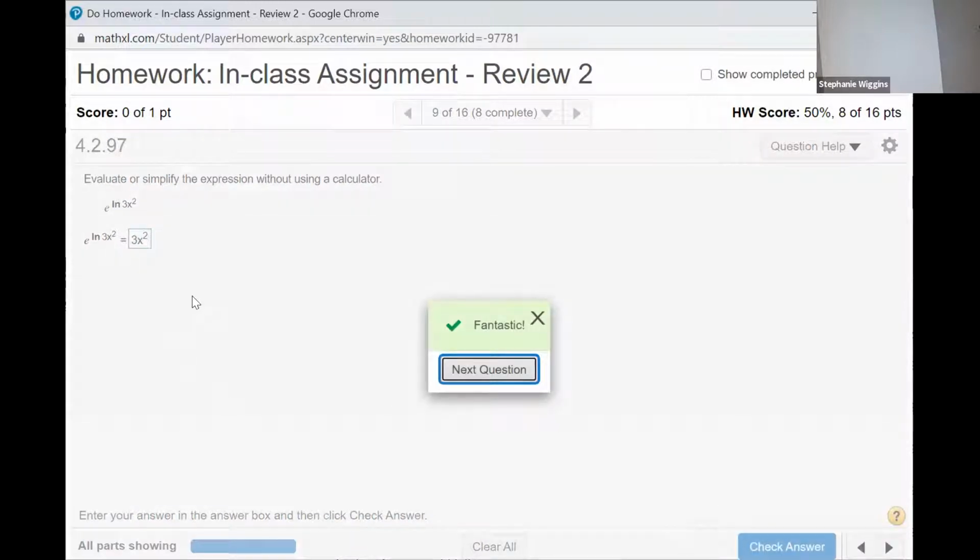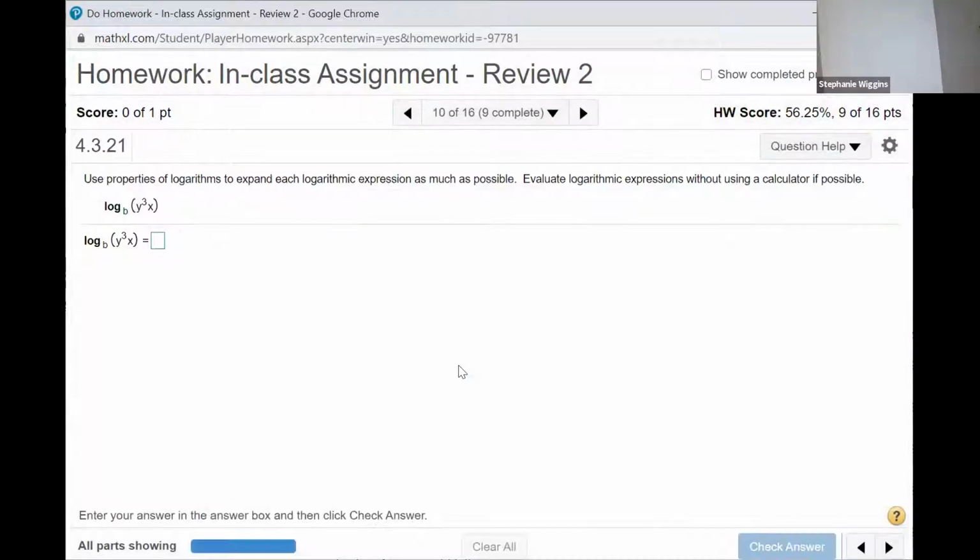I don't think my colleagues would like me to say it that way, but for your purposes, when you're trying to get the answer, that's kind of how you would think of it. Okay, so another thing on the test that you're going to need to be able to do is expand and condense logarithmic expressions, and those are using the rules, okay?